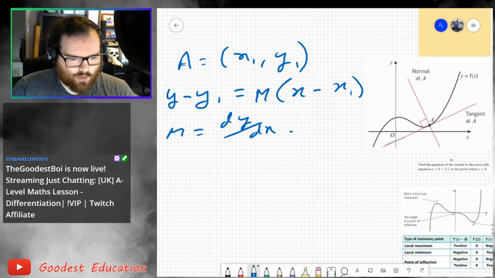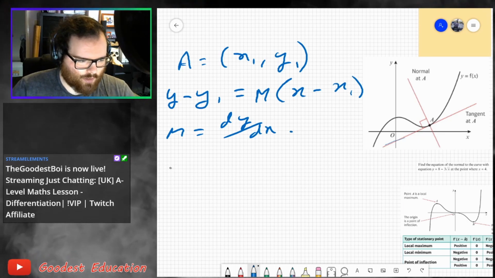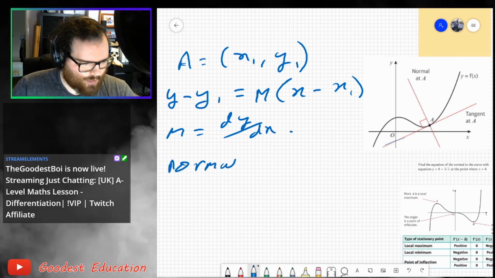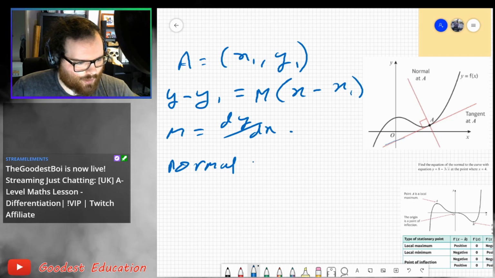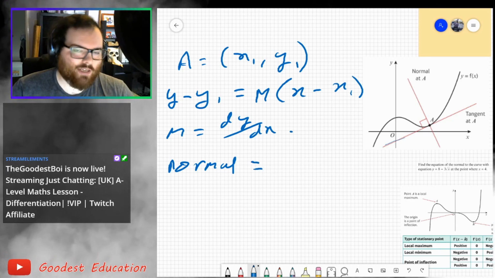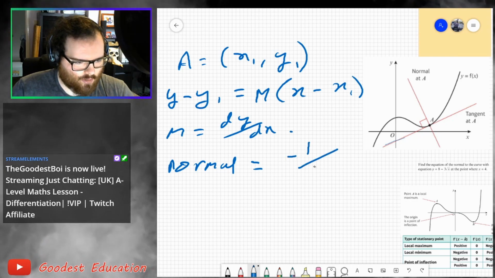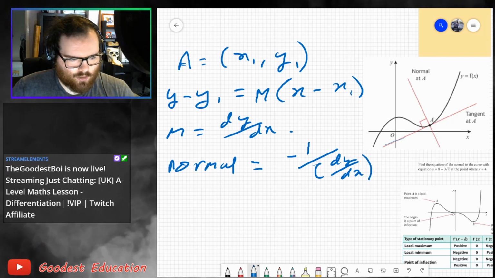But if you wanted the normal to that, the normal, which doesn't really get called anything, we just have to write the normal. It doesn't have a nice symbol, but it is equal to the reciprocal times minus 1. So it's minus 1 over dy/dx.